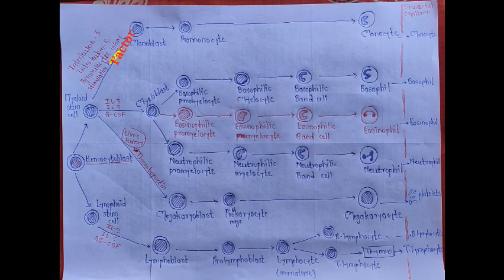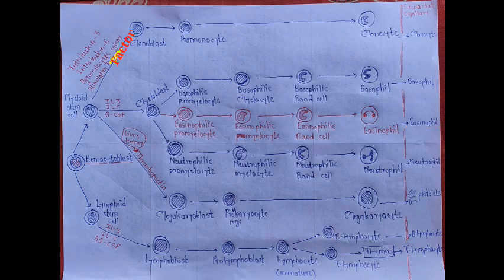Later on it gives rise to another kind of cell called eosinophilic band cell, which has a perfectly U-shaped nucleus and granules which make it eosinophilic. When its DNA gets highly condensed, it becomes a cell called eosinophil, which has a two-lobed nucleus called a bilobed nucleus, and this cell enters the blood through the sinusoidal capillary.